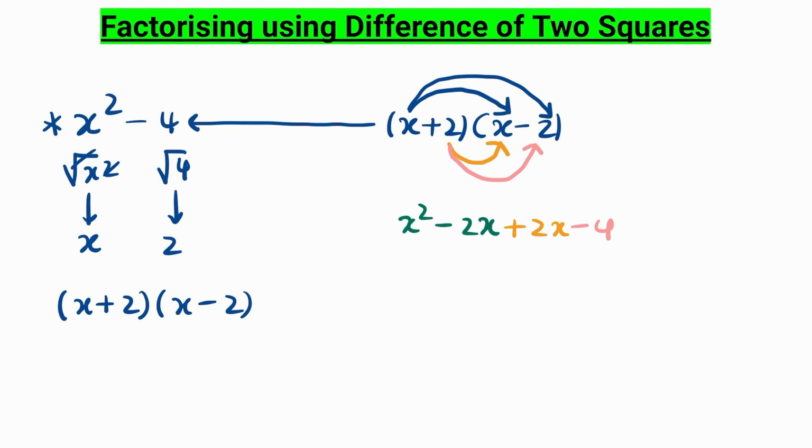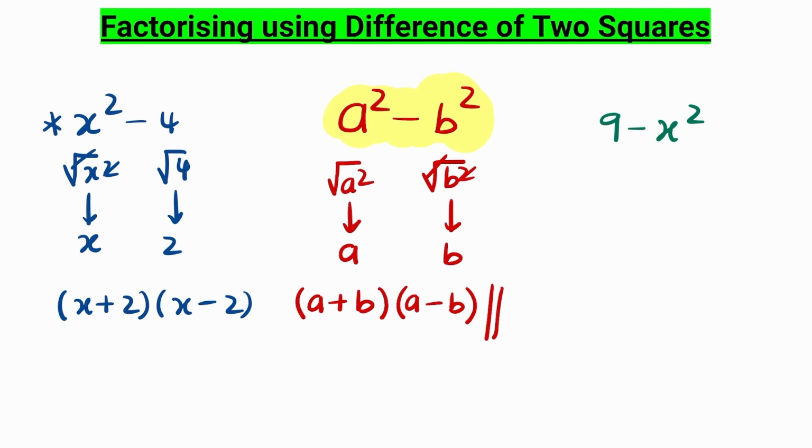Now when simplifying the expression, we can see that here there's a minus 2x and here there's a plus 2x. Minus 2x plus 2x is just 0, so we can just cancel this out. So what will be remaining here? x squared minus 4. Can you see that the expression that we got here is similar to the expression that we got here? That means the method difference of two squares works for these types of equations.